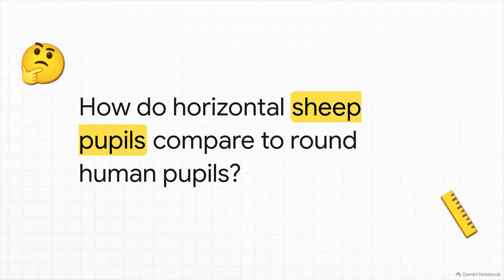Which brings us to section 2, horizontal versus human pupils. To really understand what makes this so uniquely bizarre, we kind of need to make a direct, stark anatomical comparison between our species and theirs to see exactly what's so different.